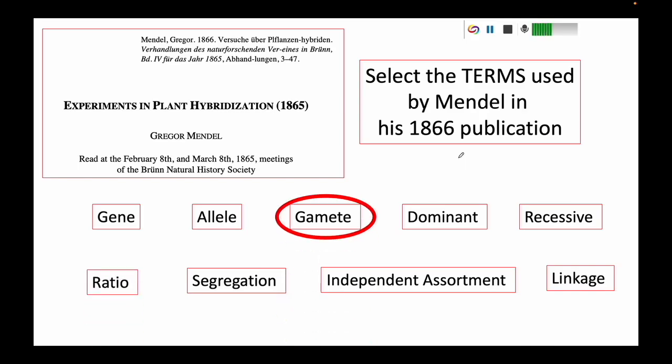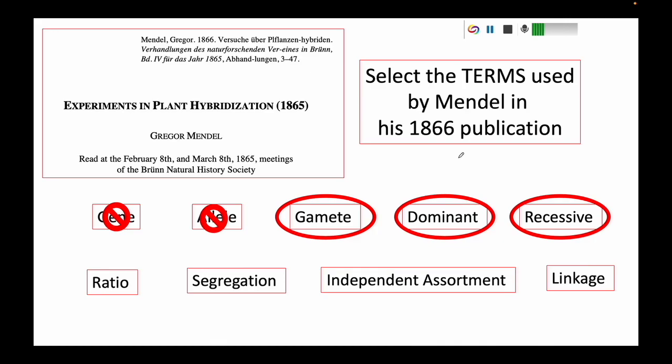If we take a look at that first row, Mendel in his paper talks about gametes. He talks about the pollen and the egg made in the reproductive structures of the pea plants. He uses dominant and recessive. He does not use the terms gene and allele. He uses factors and characters instead. So other scientists following up on his work coined terms that we use today.